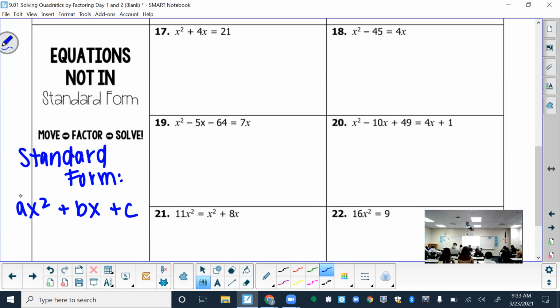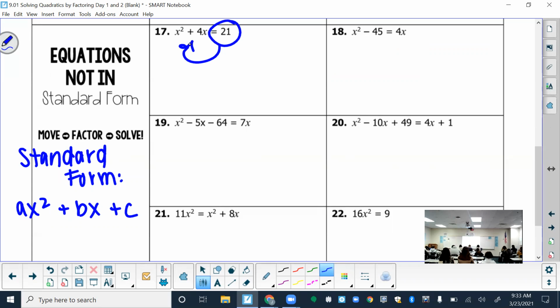If it's not in this format, like if it's like number 17, where there's stuff on both sides of the equal sign, then all you have to do is move it. All right, we've done that before, but we probably just need to refresh our memory. So in number 17, it's not in standard form because the 21 is on the wrong side of the equal sign. We need to move it to the other side.